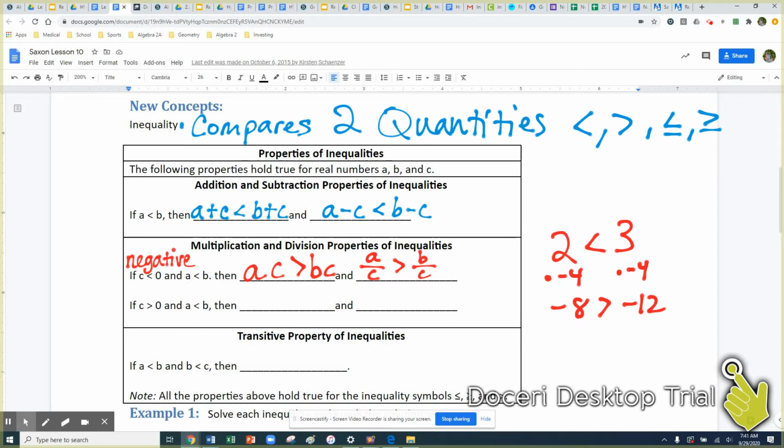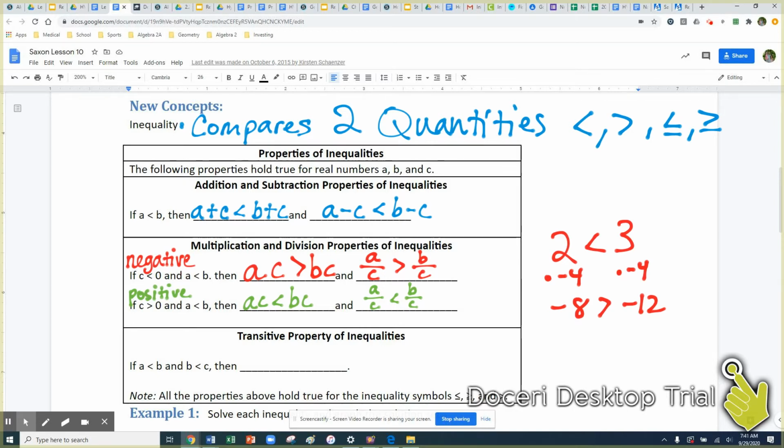And secondly, if C is greater than 0, that represents positive. So C is positive, and A is less than B, the sign does not change. So our AC is still less than BC, our A divided by C is still less than B divided by C. So that does not change the sign at all when we have whatever number it is that we're multiplying both sides of the inequality by. If it's positive, it's not going to change our sign.